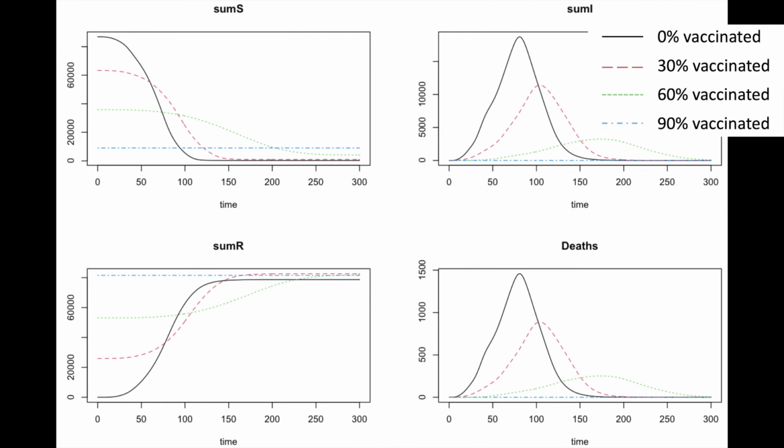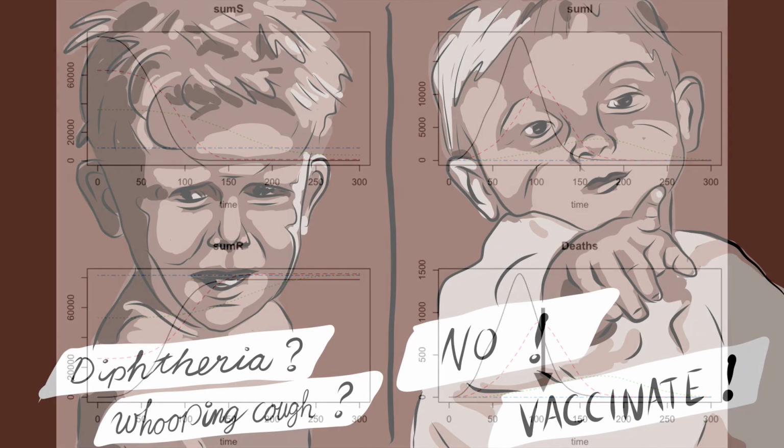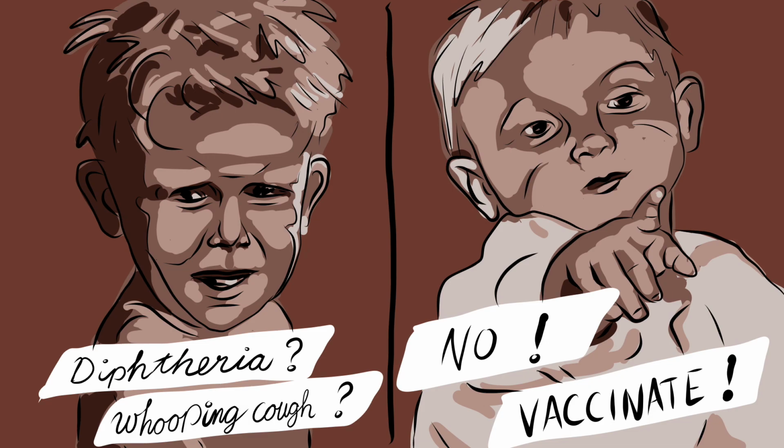We can now see that with a vaccination level of 90%, the disease cannot spread through the population anymore, and so the disease has no negative impact. Now we understand why it is so important to have these vaccination programs.